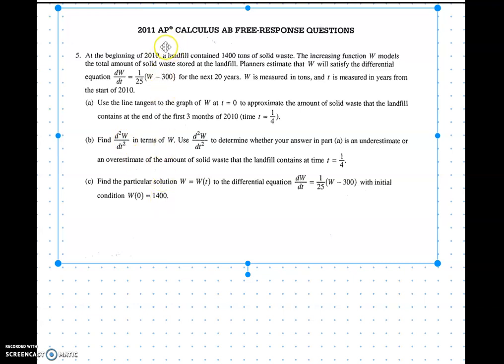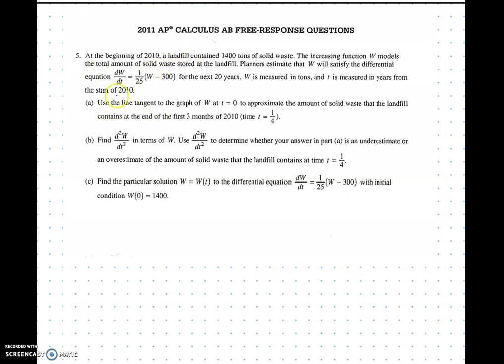Hi all, I'm back with 2011 number 5 AP Calculus AB free-response question. This is a tricky question. It's tricky for a really nice reason. We get very accustomed to seeing dy/dx, dy/dx, dy/dx, and then in 2011 the AP examiners threw a dW/dt in there, the rate of change of W with respect to time, and it really threw people for a loop. They've asked a question similar to this a number of times since 2017, the potato problem.